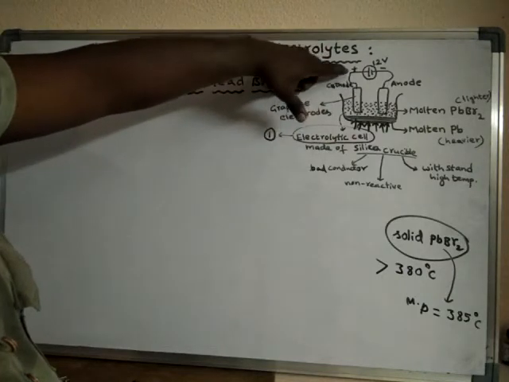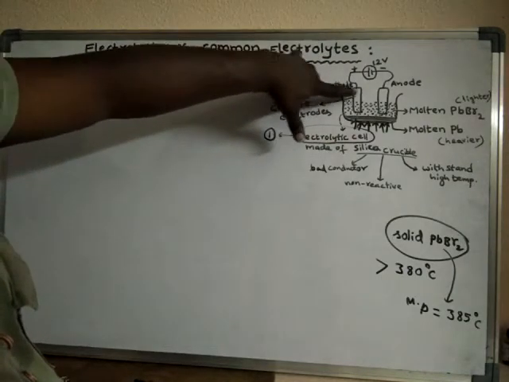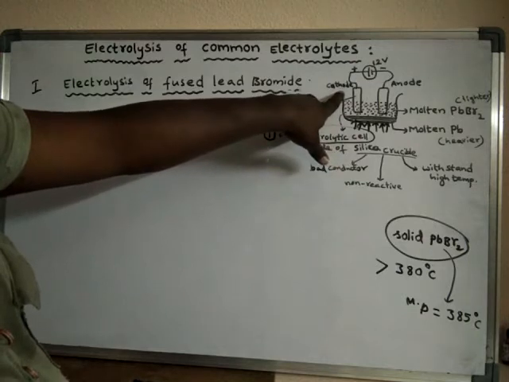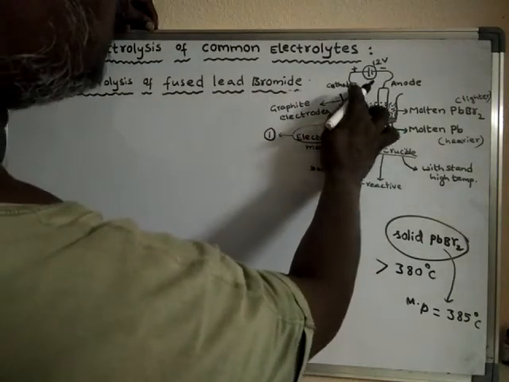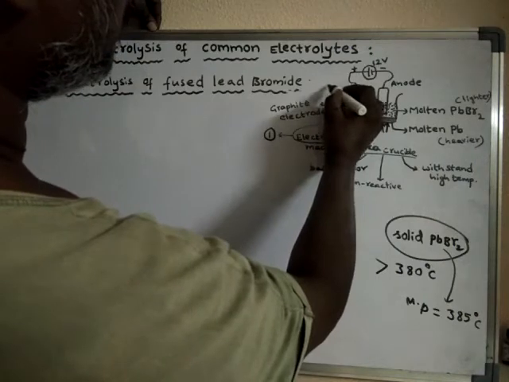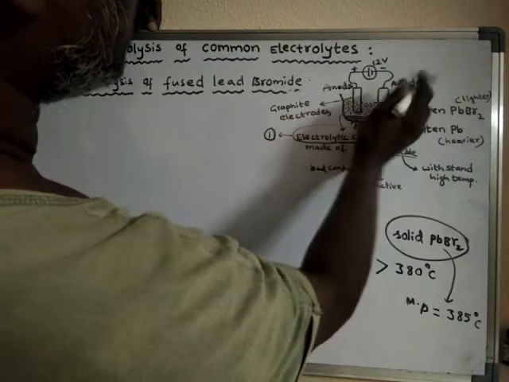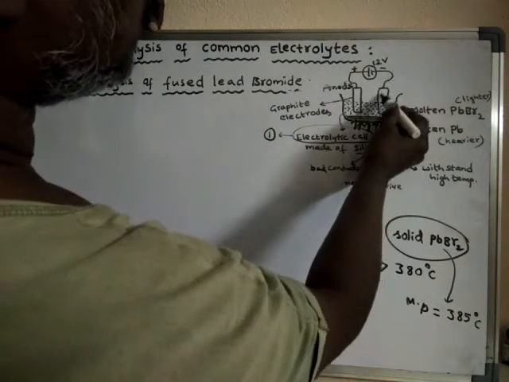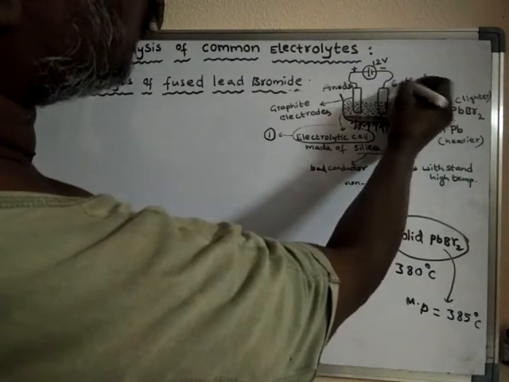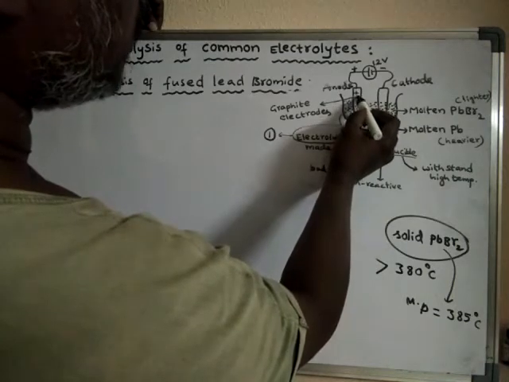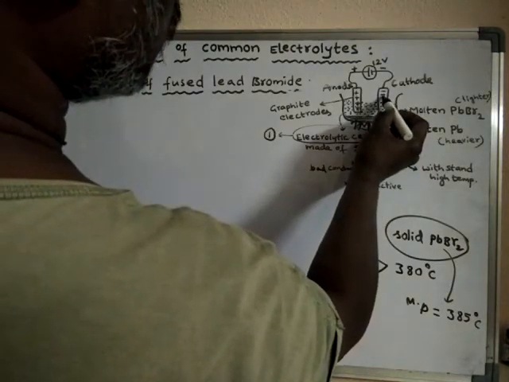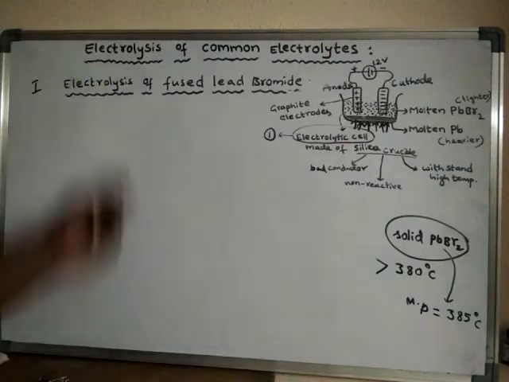Here the positive terminal of the battery is connected to a rod, which is called the anode, and the negative terminal of the battery is connected to the cathode. The anode is the positively charged electrode, whereas the cathode is the negatively charged electrode.